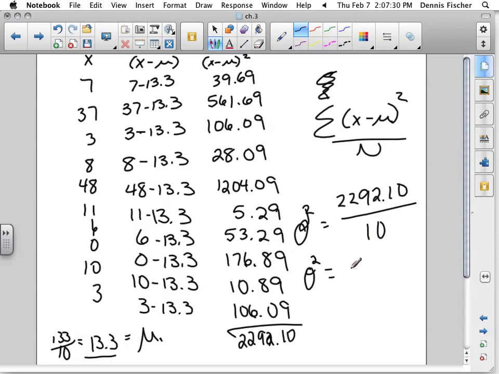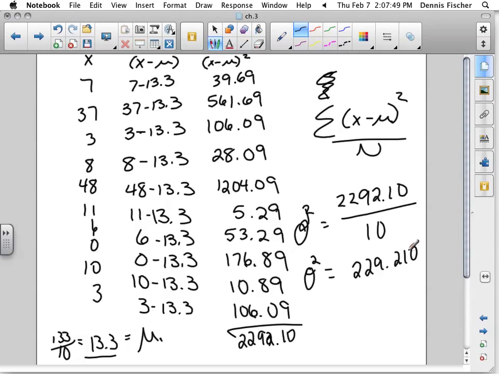So our variance on here, if I divide that by 10, is 229.210. And our standard deviation would be, take the square root of that value.